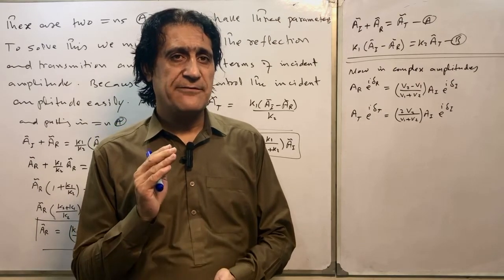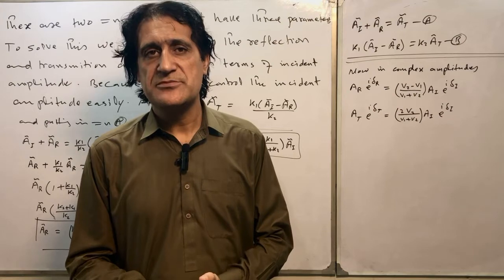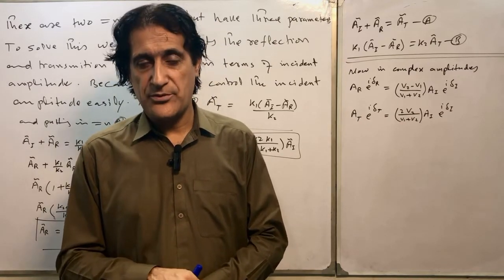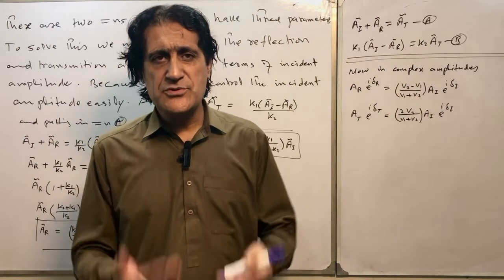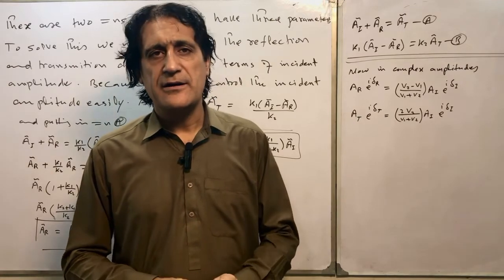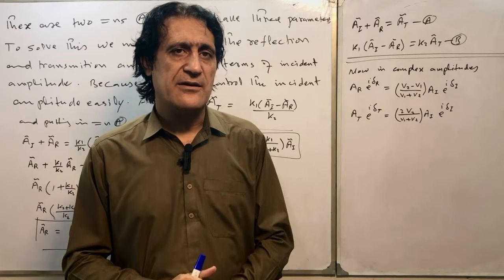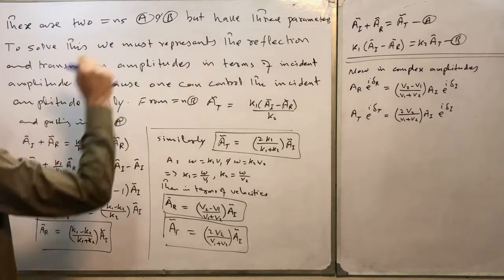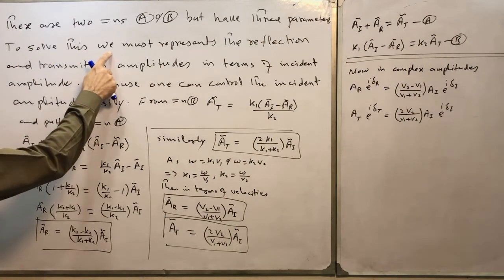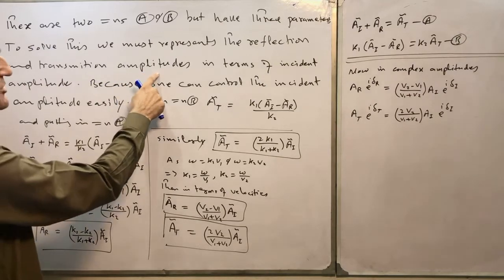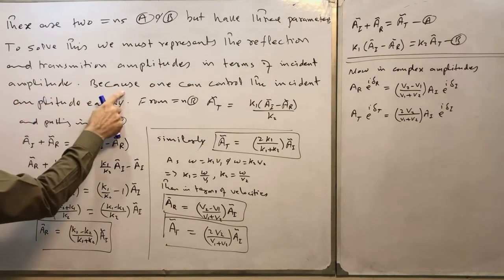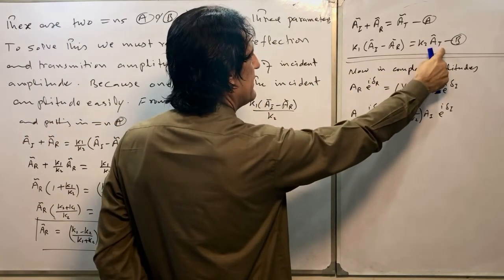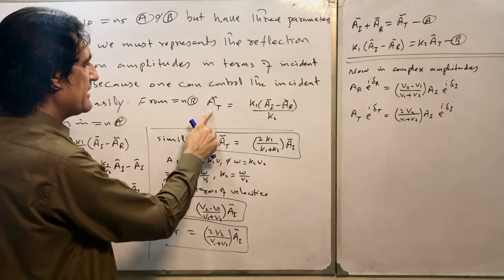We can calculate the reflection and transmission amplitudes in terms of the incident amplitude, because one can easily control the incident wave. Then it will be useful to derive AR and AT in terms of AI. So I have written some things. There are two equations A and B, but three parameters. To solve this, we must represent the reflection and transmission amplitudes in terms of the incident amplitude, because one can control the incident amplitude easily.